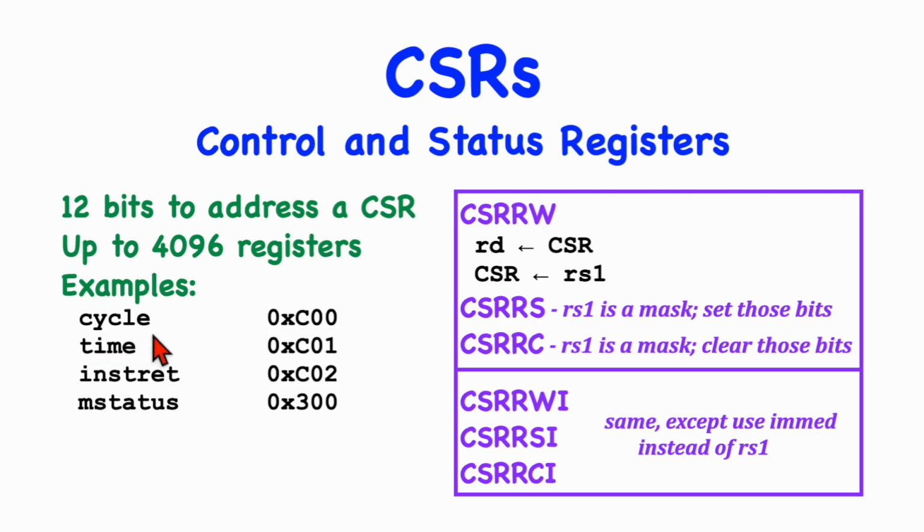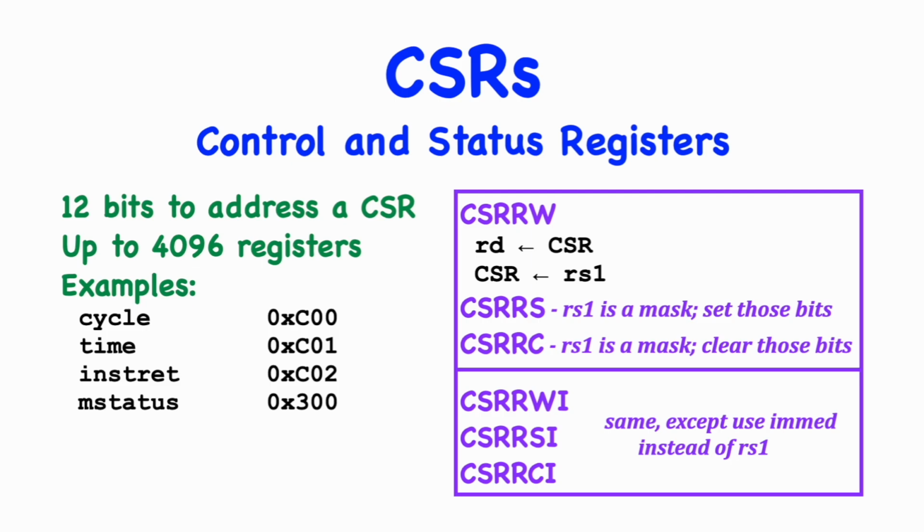I'm showing both the register name and the 12-bit address in hex. Cycle counts the number of clock cycles since the last reset. Time gives the current clock time. And this one is instructions retired, which is the number of instructions executed since reset. M status is a status register involved in trap handling.